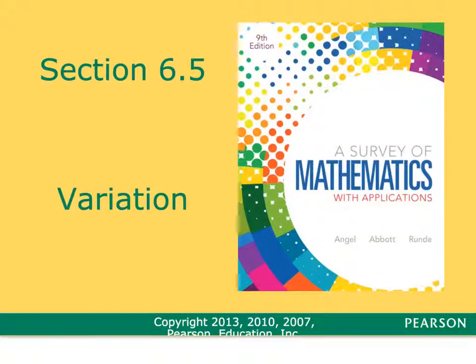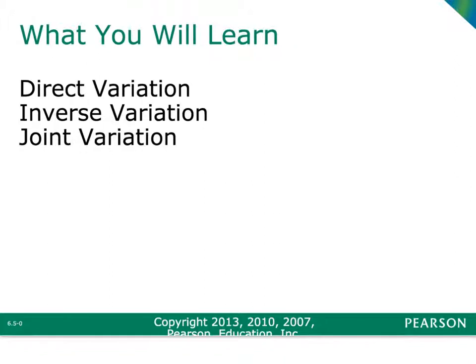Welcome to section 6.5. This section is about variation. There's going to be three main types of variation that you work with. There's direct variation, inverse variation, and joint variation. At the end, we'll also do combined variation, which kind of puts all of them together into one problem.